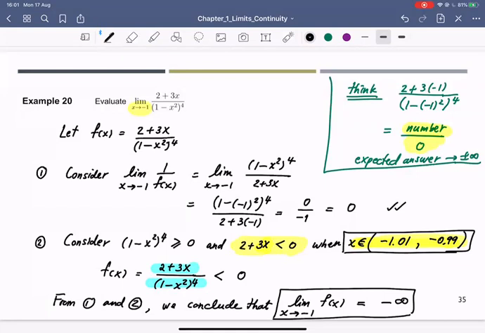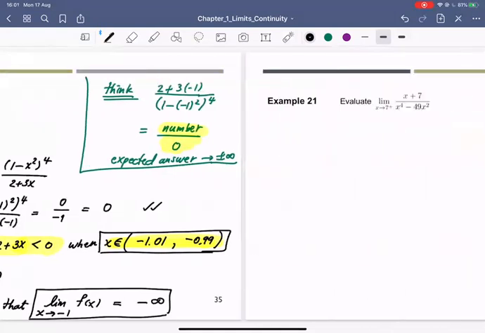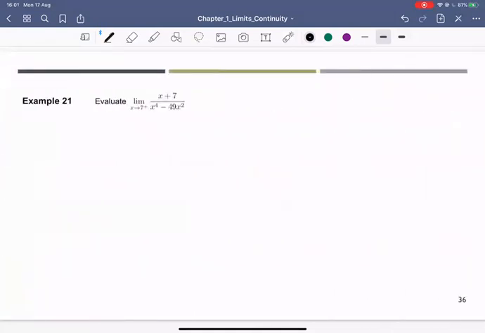All right, let's do more examples, and once you work through more examples, you're going to see that it makes more sense in terms of computing limits. It's going to get a bit harder and harder. So let's look at example 21.